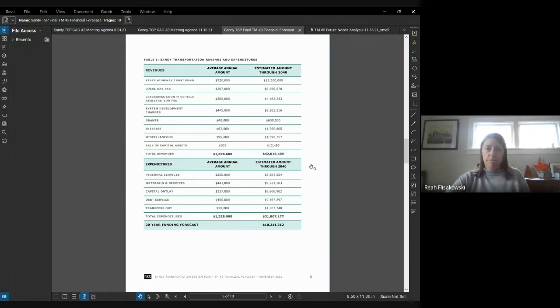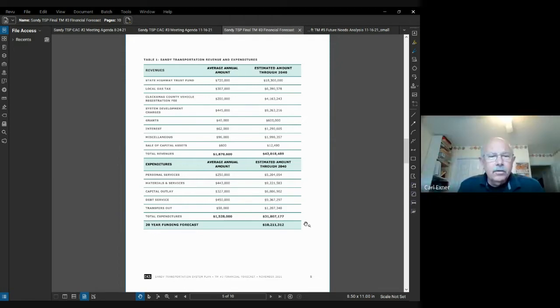Any other comments on revenue? No? Okay. So jumping into expenditures, I won't go over all of them, but you can see there's a lot of things that the city has to spend money on for transportation. With all of these, it comes out to just over 1.5 million a year on average. And if we extrapolate that out to 2040, it's almost $32 million. So with all of that, we are forecasting that we'll have just over $10 million to spend on the transportation projects that come out of the TSP.